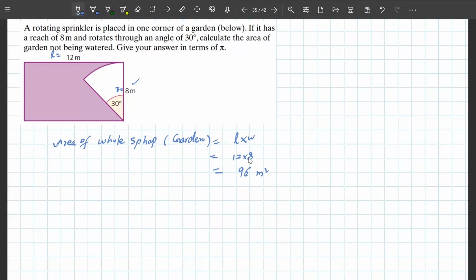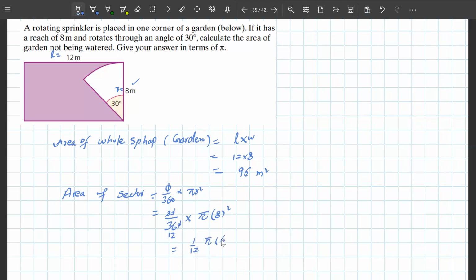Next thing, we will find out the area of the sector. We know the formula of the area of a sector: angle over 360 multiplied by pi r squared. So the angle is 30 over 360 multiplied by pi. R is 8, so 8 squared. 30 can cancel into 360 by multiplying 12, so we have 1 over 12 pi.